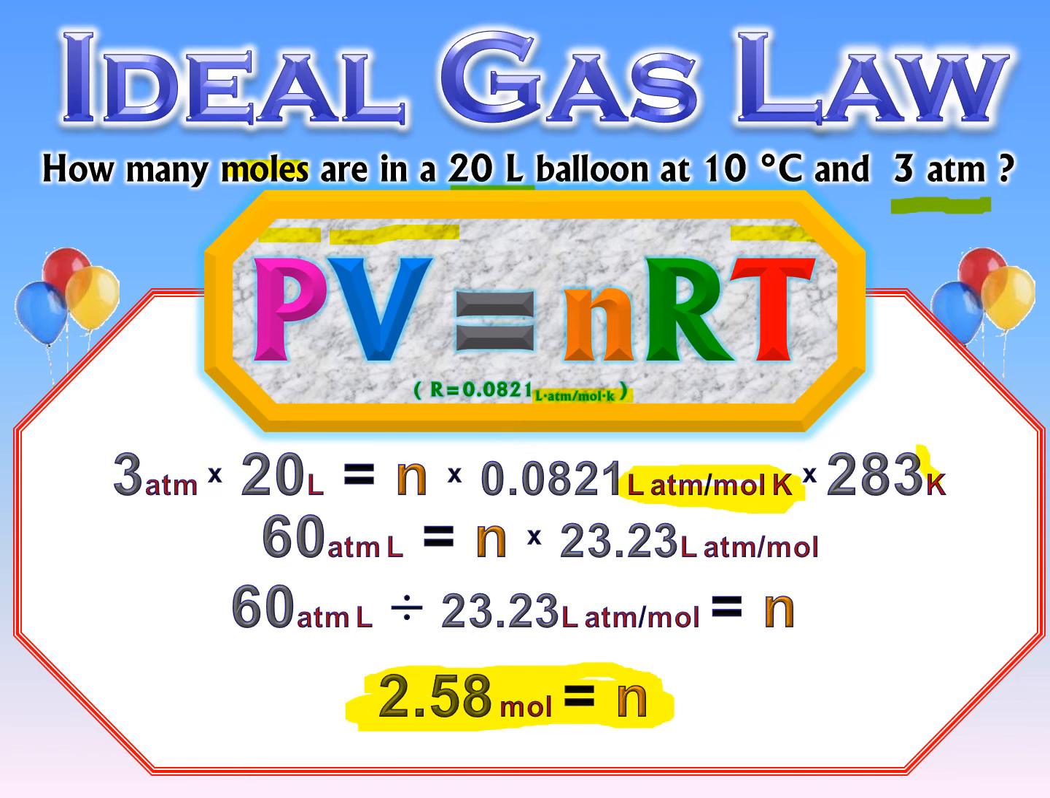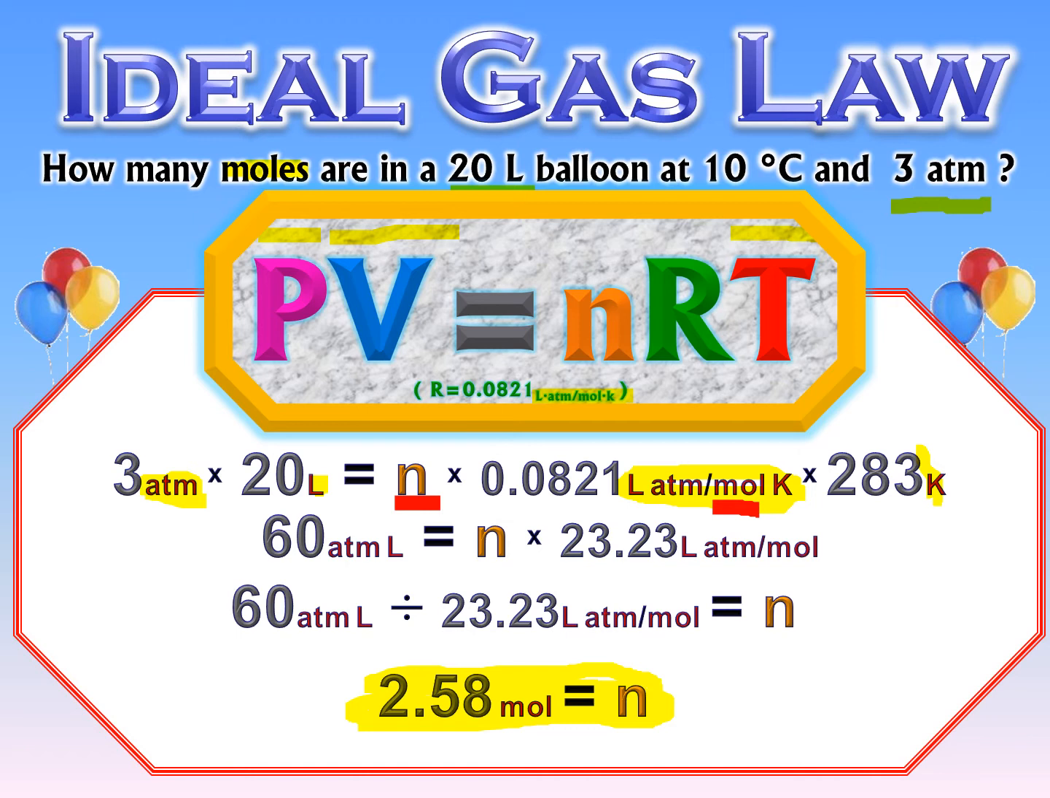Well, that's why this has to be Kelvin. Notice the L there, well, that's why this has to be liters. And notice the atmosphere is there. That's why this has to be atmospheres. And then the only one that's left out of that is the moles. And that's because moles is our unknown variable.